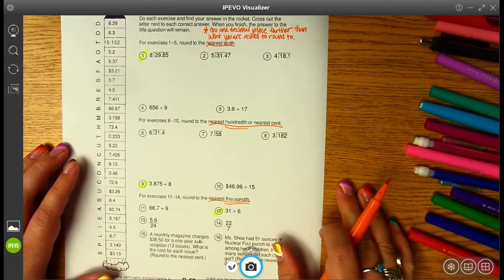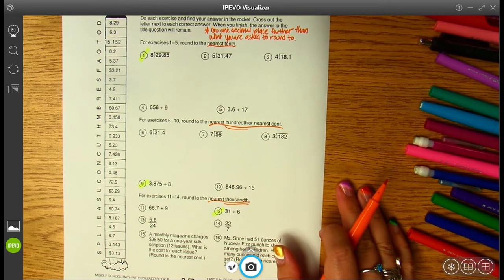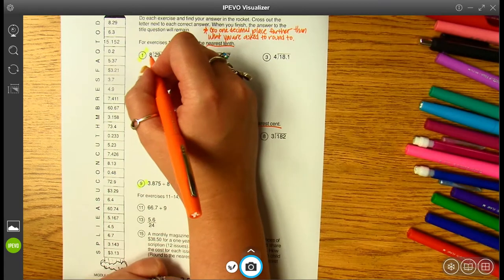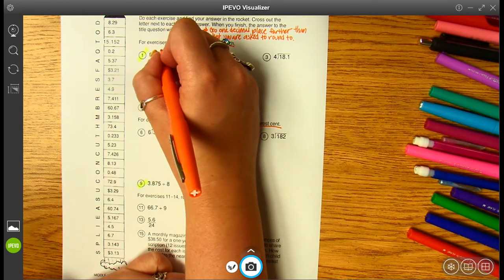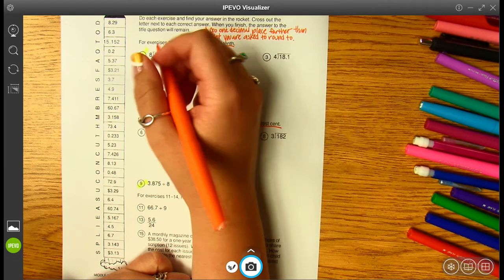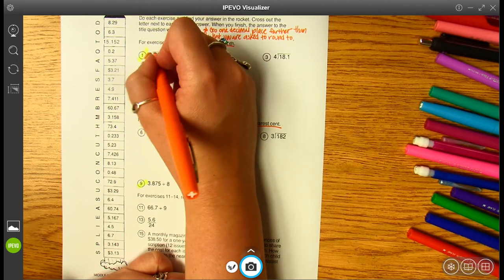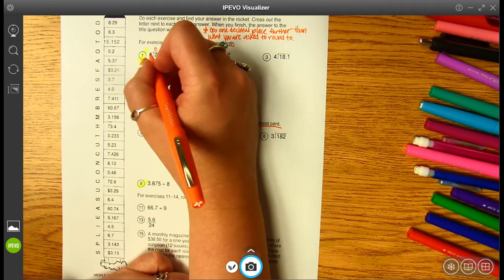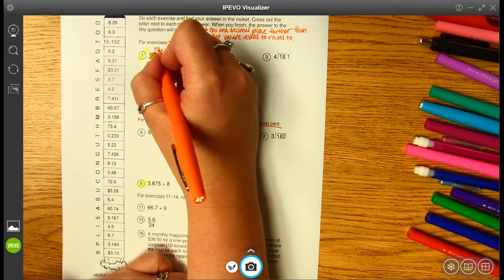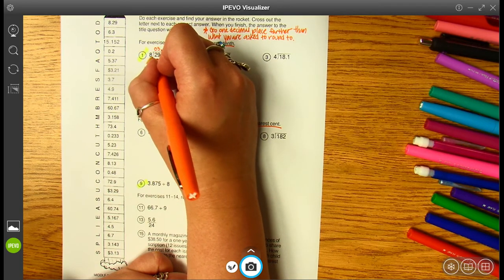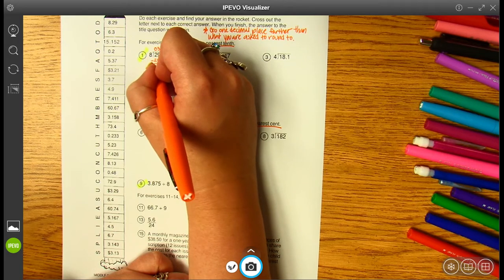Let's go ahead and take a look at number 1. For number 1, you're trying to divide 8 into 29.85. Before I forget, I bring that decimal right up there in my answer. Okay, and then can 8 go into 2? No. But 8 can go into 29 how many times? 3 times, because 8 times 3 is 24. When you subtract, 29 minus 24 is 5.